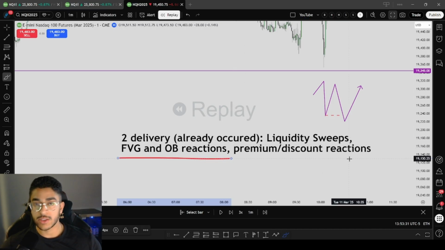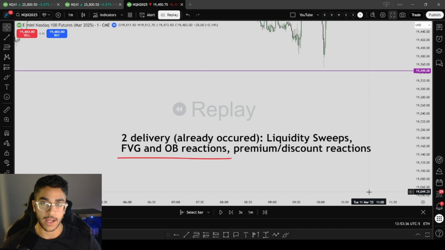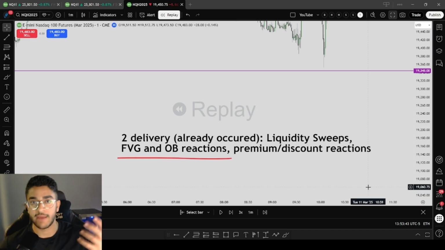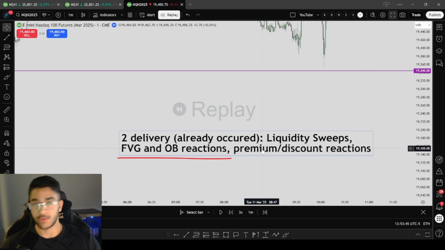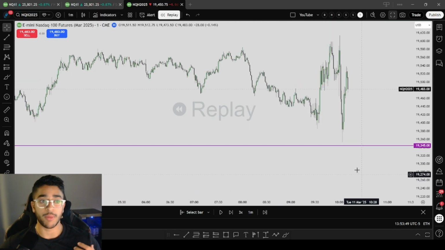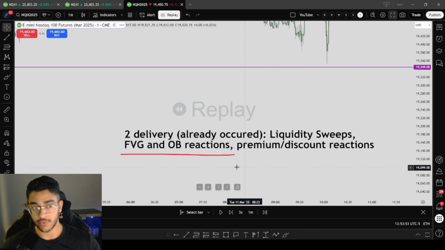FVG and order block reactions, just like we saw in that 5-minute example. Anytime price reacts to a fair value gap the way it should, right? If it taps a bullish FVG and then bounces back up, that's a bullish reaction. That FVG is holding. That's a reaction, right? That's a delivery factor. Same thing with order blocks. If we tap a bullish order block and price reacts to that, that is a bullish delivery factor that you can use in your trade thesis.